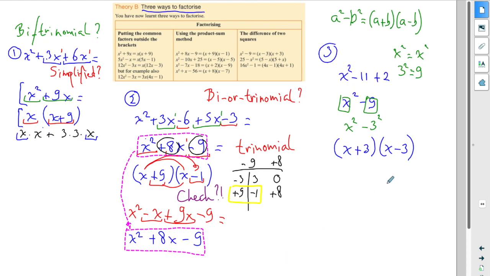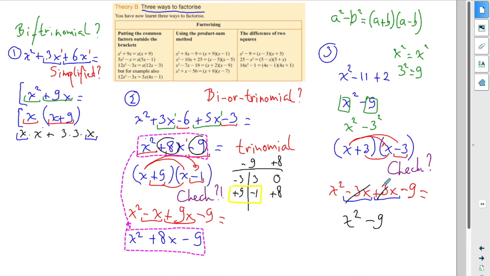Can I check? Of course. x times x, x squared. x times minus 3 is minus 3x. 3 times x is plus 3x. Plus 3 times minus 3 is minus 9. Simplify, of course, because those have the same value. And I finish with x squared minus 9. Those two are together 0.